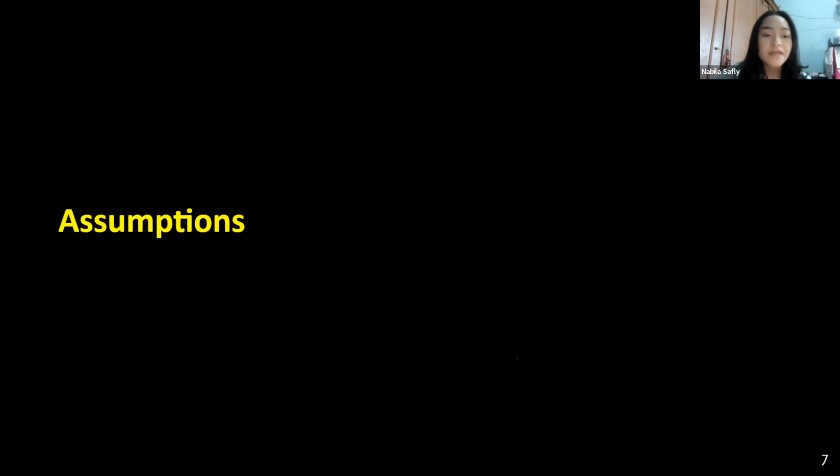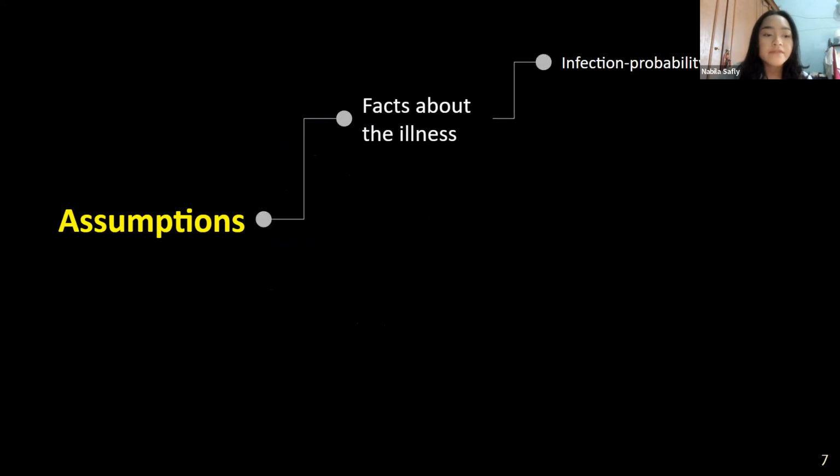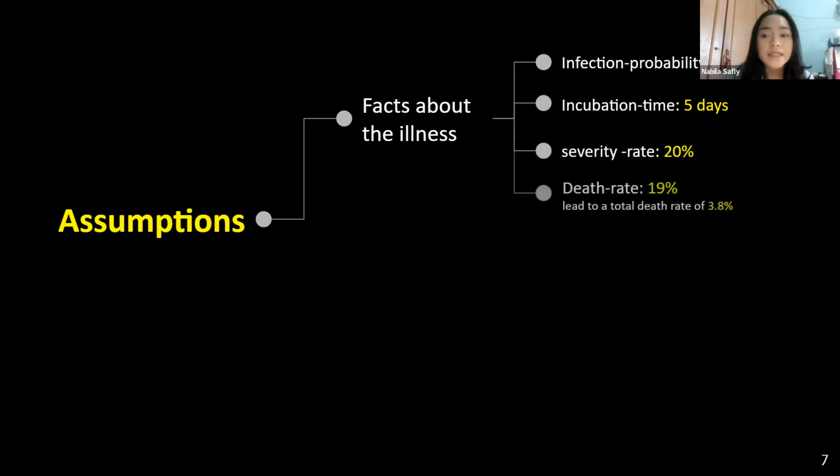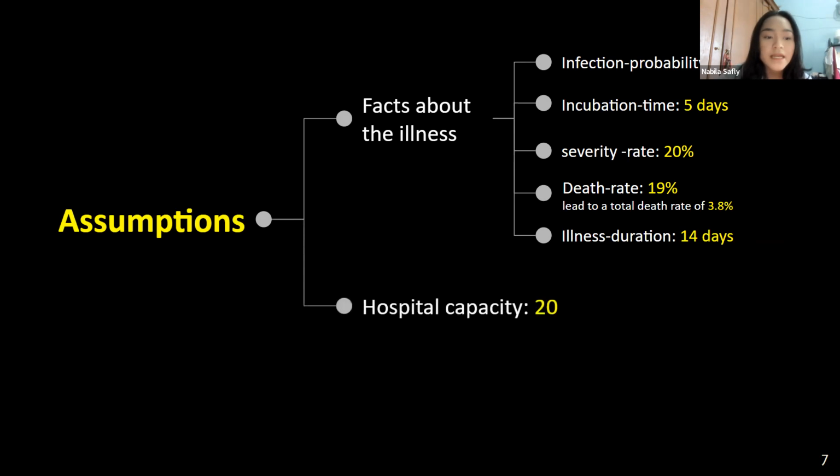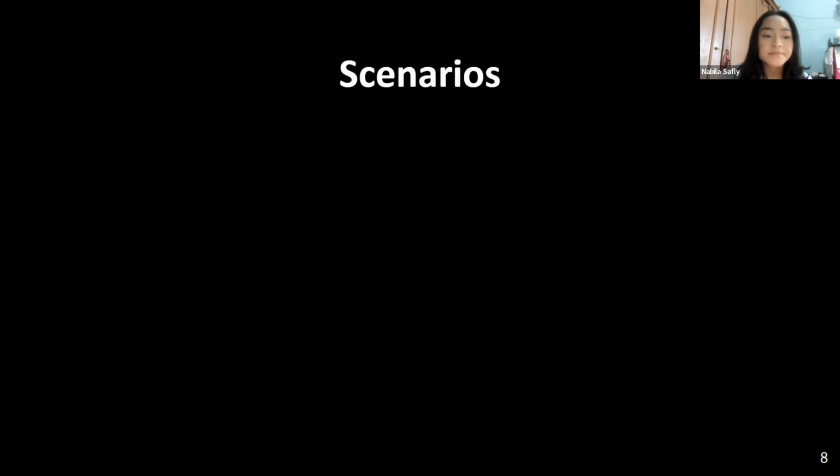Here, assumptions are set for the simulation. For morbidity, assumptions are taken from the facts about the COVID-19 virus. The percentage of infection probability will be set at 5%. Incubation time of COVID-19 based on existing data is 5 until 6 days, so here it will be set at 5 days. Severity rate at 20%. Death rate at 19%, leading to a total death rate of 3.8%, and COVID-19 illness average duration at 14 days. Also, the simulation will be set with 20 for hospital capacity and represented by 200 agents.